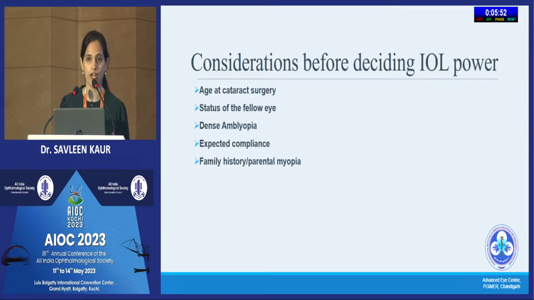The age of the child when you are operating is the most important one. With unilateral cataracts, you might not want a very high hyperopia, and if you have a dense amblyopia and then you give them high hyperopia, it itself defeats the point. Expected compliance with contact lenses can be a deciding factor, and if you have parental myopia, the chances are the child is going to be much more myopic later.